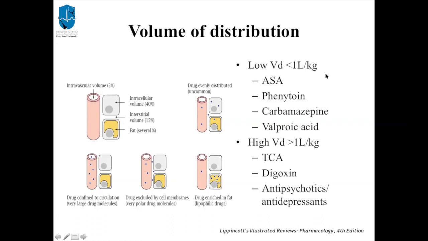So in general, a small volume of distribution is a volume of distribution that's less than 1 liter per kg. And the examples are acetaminophen, phenytoin, carbamazepine, and valproic acid. A large volume of distribution: TCA, digoxin. Digoxin is not highly lipid soluble, it's highly water soluble, but it distributes to the body water in large amounts. So you're not going to be able to catch it with dialysis. Antipsychotics and antidepressants as well. Okay, so less than one, usually dialyzable, more than one is usually not.